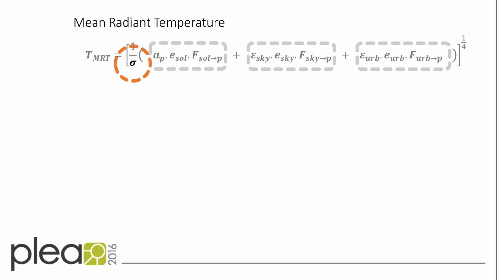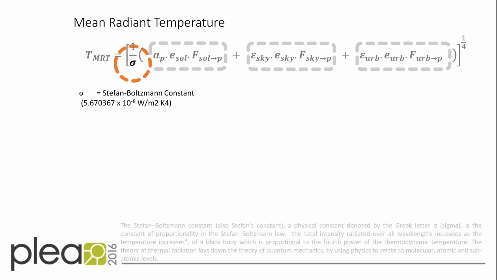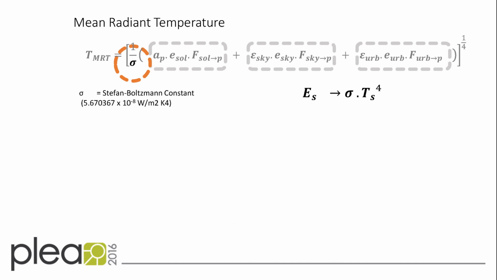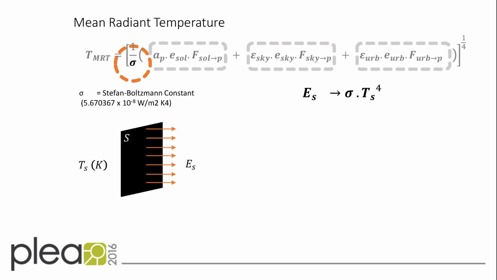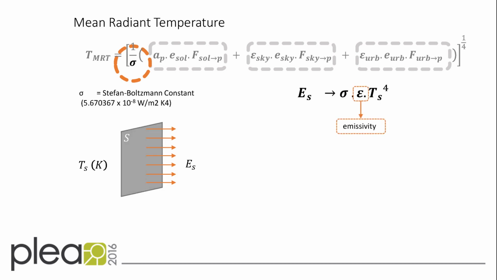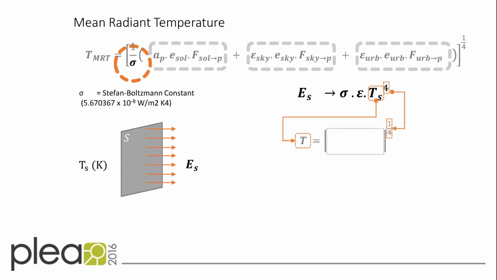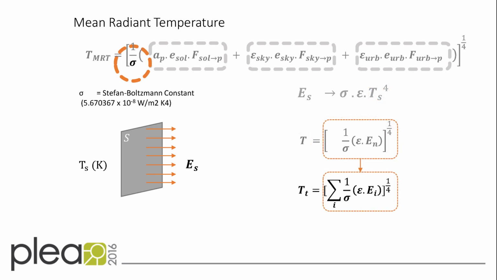The first variable is the Boltzmann constant. Boltzmann showed that there is a direct relation between surface temperature in Kelvin to the fourth power with radiation from that surface. This is for a black body, and for a gray body, we need to add emissivity, which depends on the material properties. By changing the equation, we see where the main formula came from.